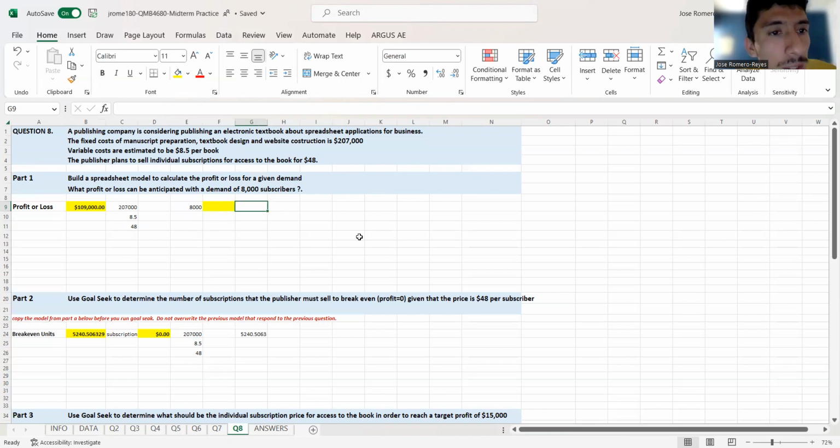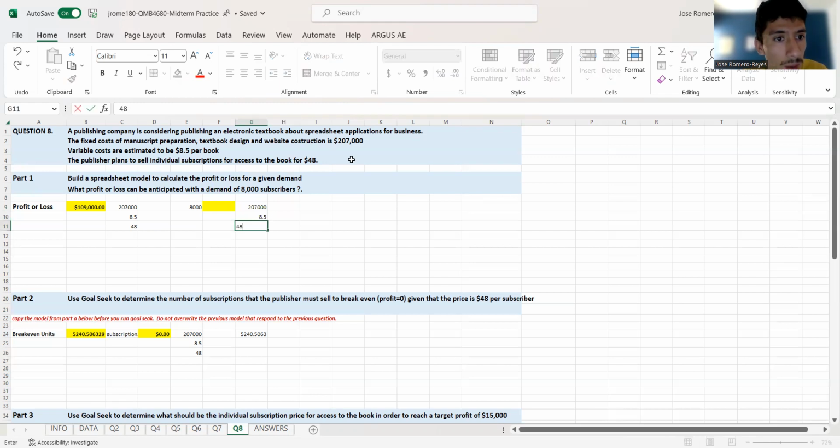Okay. So the first thing I like to do is see what our variables are. We see that the fixed costs are 207. Variable costs are 8.5 per book. He plans on selling at $48, and he estimates about 8,000 in this example. So what is the profit or loss?